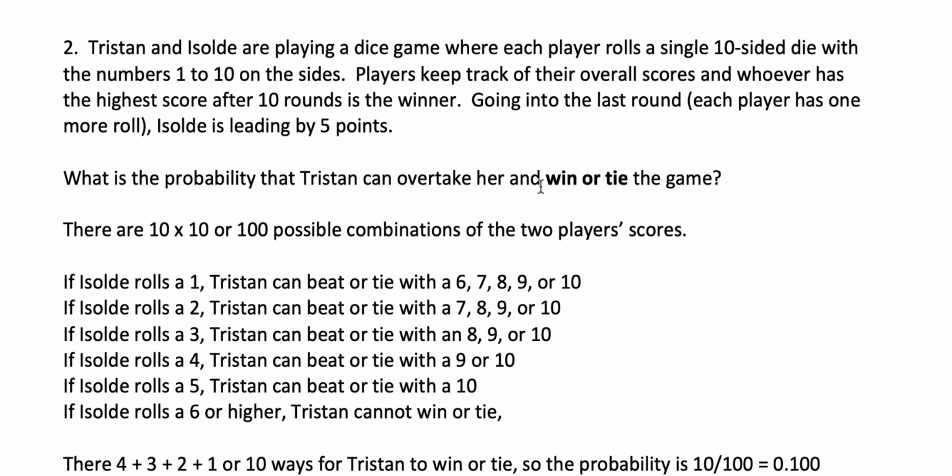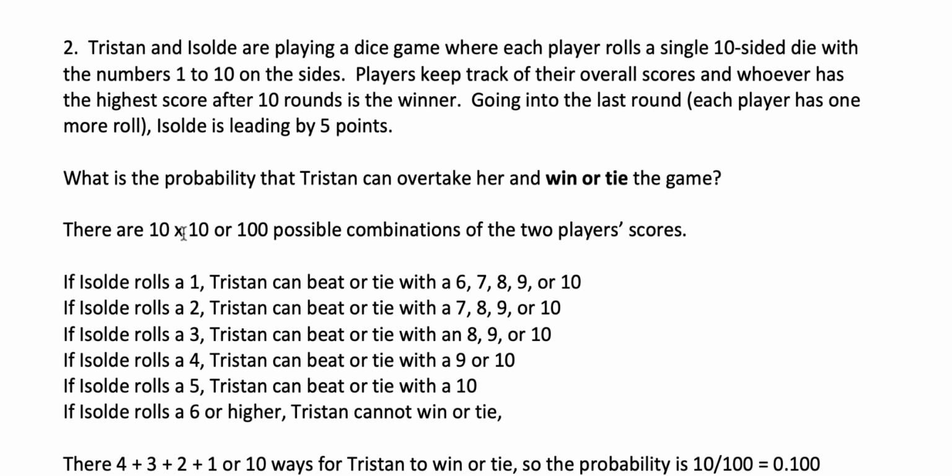Okay, Tristan and Isolde are playing a dice game where each player rolls a single 10-sided die with the numbers 1 to 10 on the sides. Players keep track of their overall scores and adding them up, and whoever has the highest score after 10 rounds is the winner. Going to the last round, each player has one more roll. Isolde is leading by 5 points. So what's the probability that Tristan can overtake her and win or tie the game?